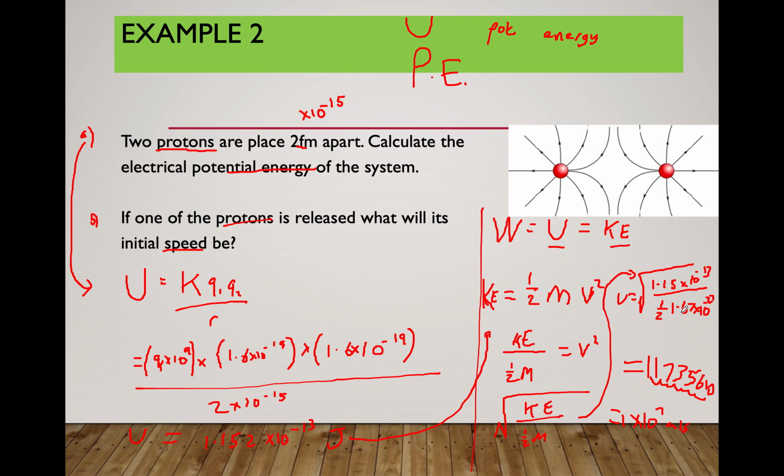We know the mass of a proton is 1.67 times 10 to the minus 27. That will be given to you hopefully in the exam, in an information sheet, so you don't need to memorize the number. Find it, and you have your speed.